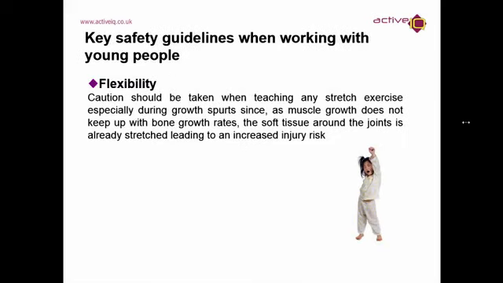So, caution should be taken when teaching any strength exercise, especially during growth spurts, since muscle growth does not keep up with bone growth rates, the soft tissue around the joints is already stretched, leading to increased injury. All right? And really, just to break that down a little bit more, what we're saying is, as growth happens, the soft tissue around the joint is already stretched, and we don't want to stretch it any more and increase the risk of it being injured.